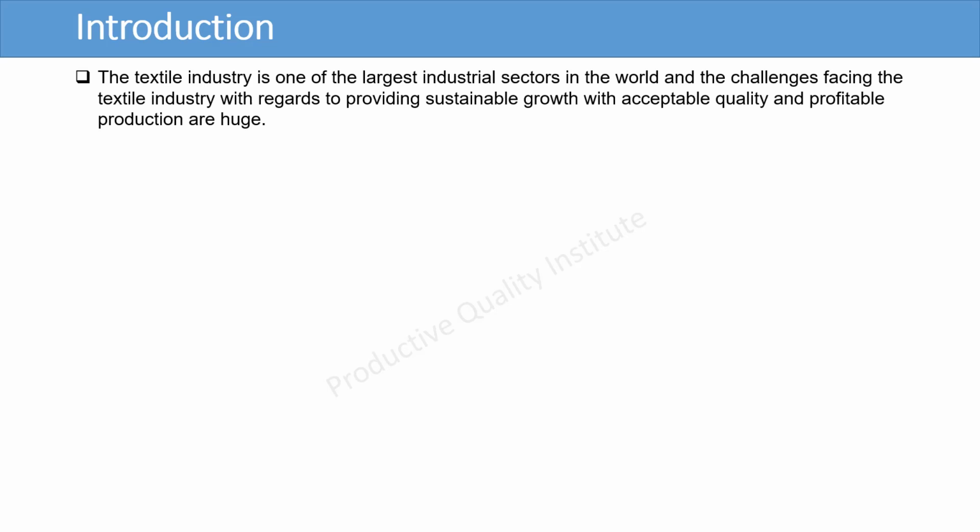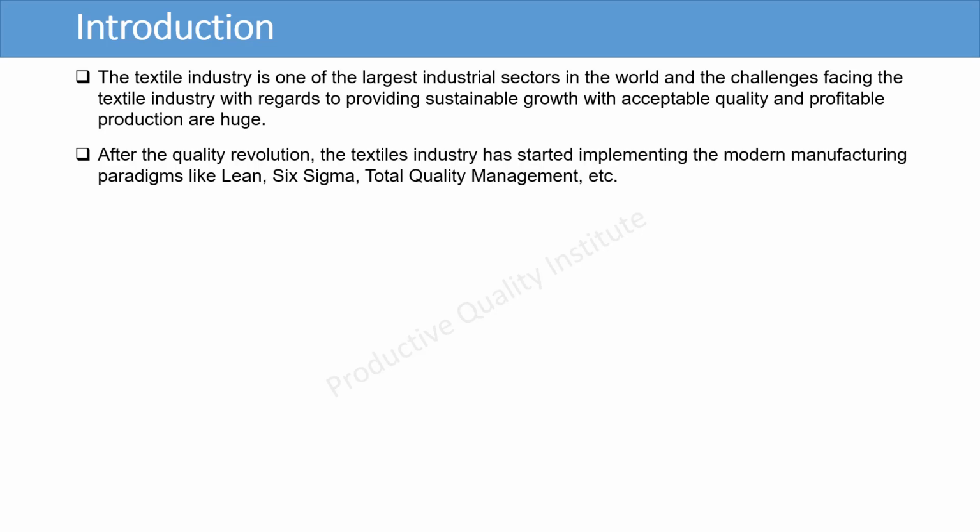The textile industry is one of the largest industrial sectors in the world, and the challenges facing the textile industry with regards to providing sustainable growth, with acceptable quality, and production with high profit are huge. After the quality revolution, the textile industry has started implementing modern manufacturing paradigms, like Lean, Six Sigma, Total Quality Management, etc.